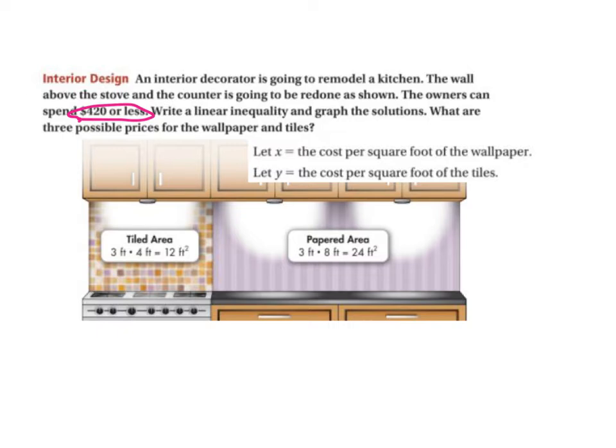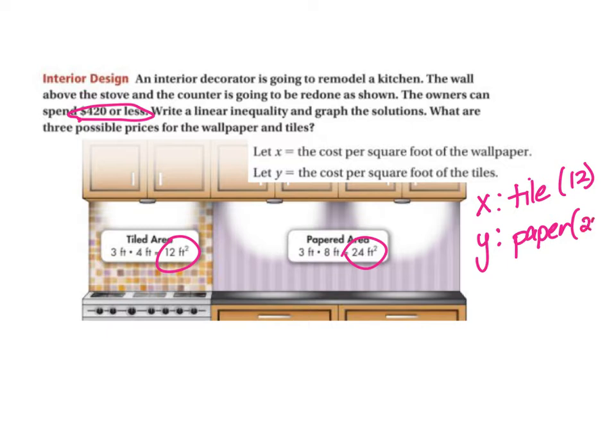So what we're going to do first is designate. So we're going to have two variables. We're going to have X and Y. I'm going to say X is tile and Y is paper, because those are the two different types of materials they need. So then I'm going to go ahead and designate that tile. If you look here, it's 12 square feet, while the paper is 24 square feet.